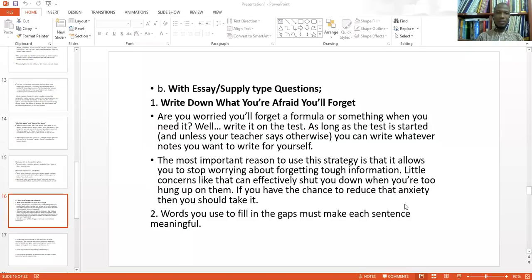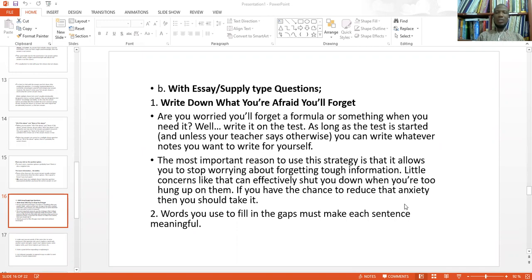So, how do we answer essay and supply type questions effectively? Number one, write down what you are afraid you forget. Are you worried you forget a formula or something when you need it? Well, write it on the test. As long as the test has started, and unless your teacher says otherwise, you can write whatever notes you want to write for yourself.